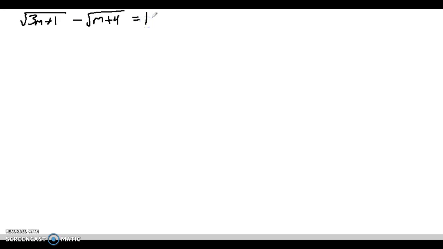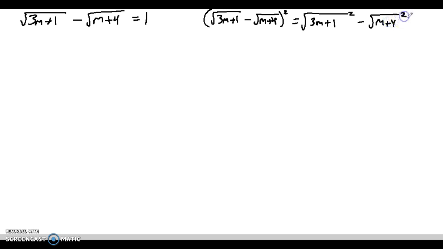And now, like in the last case, it's tempting to just say, let's just square everything that I see. But the question is: is the square root of 3m plus 1 minus the square root of m plus 4, squared, equal to the square root of 3m plus 1 squared minus the square root of m plus 4 squared? Is that true? Well, if it's true, it has to be true for all values of m, so let's pick a convenient one. We'll let m equal 0.